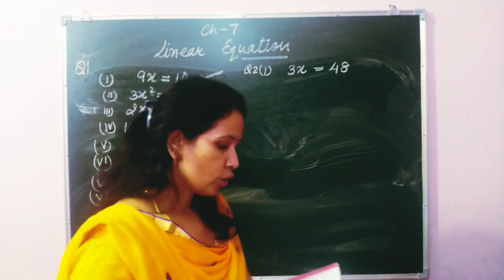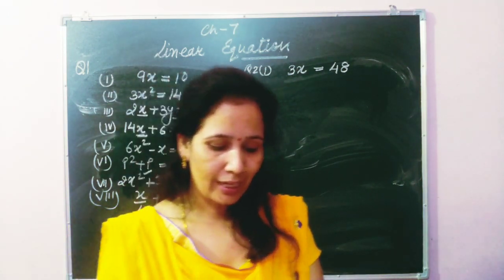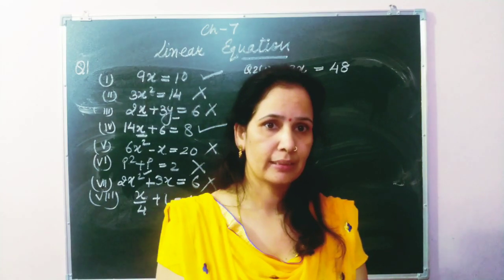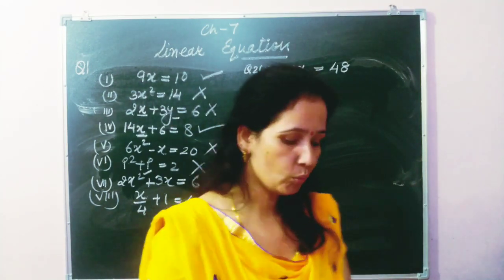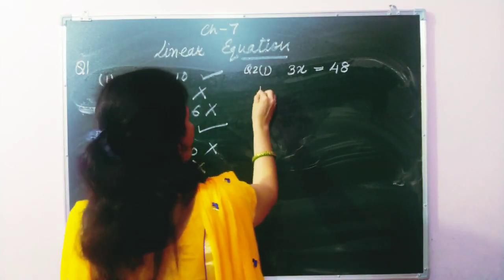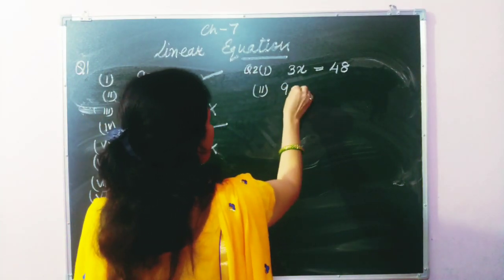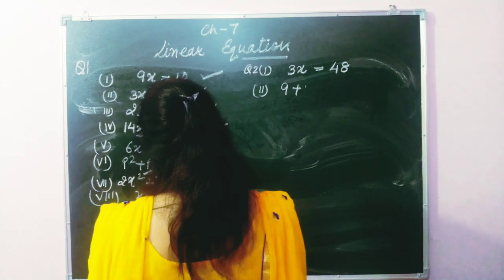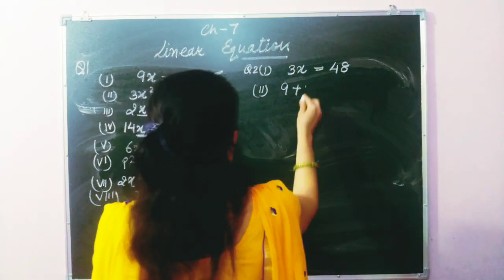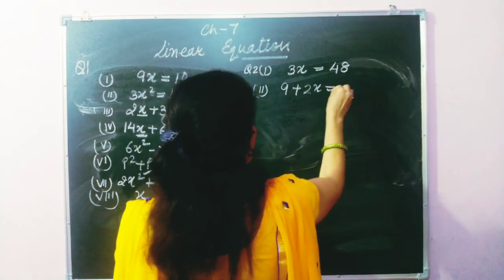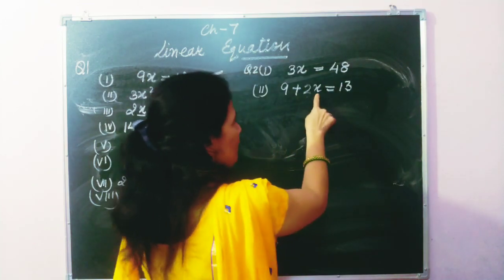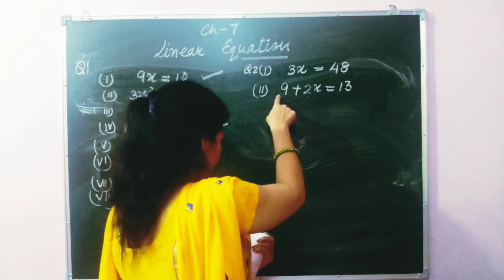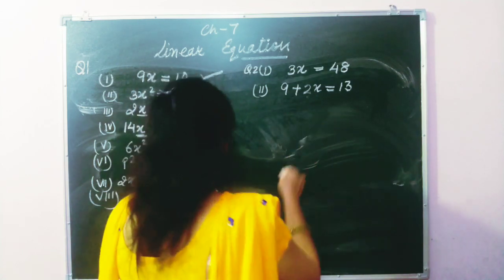Next one is 2 times of a number added to 9. Read carefully. 2 times of a number added to 9. So 2 times a number is 2x added to 9. That means 9 plus 2x is 13. Okay, I read again. 2 times a number added to 9 gives result 13.